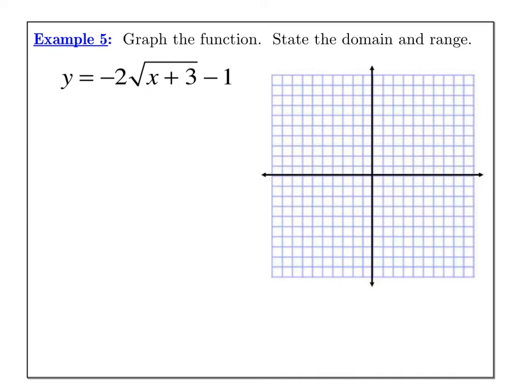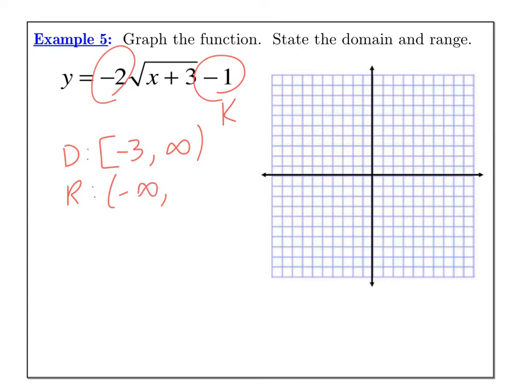Alright, let's try another one. Same drill. Right off the bat, if you just notice your a value is negative, you know it's going to open down. So when you think in terms of range, you're going to be coming from negative infinity, and you're going to stop at your k value. So if we wanted to, right now, we can go ahead and plot our domain and range based off of h and k. That part doesn't change when we talk about domain and range, but now the directions ask us to graph.